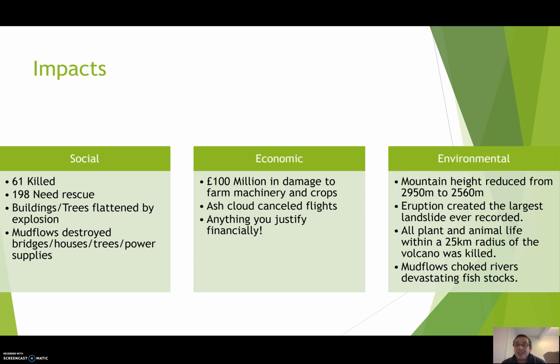More or less every tree and every animal, every bit of plant, every bit of life living within a 25-kilometre radius of the volcano was maybe not killed, I maybe oversold it slightly on this slide, but certainly, huge amounts of impact on them. And again, I've got mud flows, choked rivers, devastating fish stocks. You guys should have comments about fisheries and the amount of salmon particularly that died.